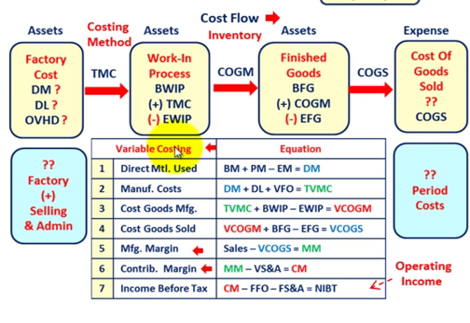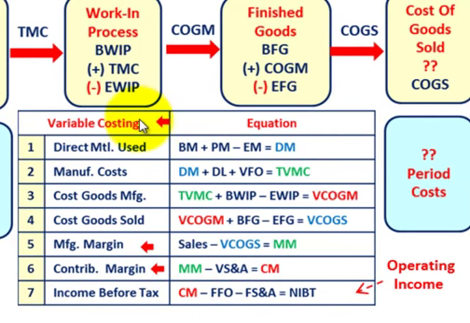So let's just look at how we would lay this out, based on our cost flow here, looking at some income statement or determining our operating income. And we'll just base it on variable costing.